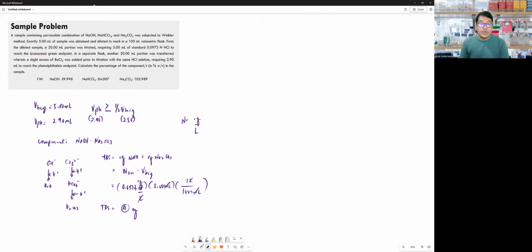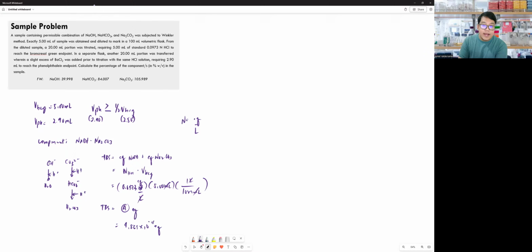Next naman is yung calculation natin for, wait lang, solve na nga natin. So, 0.0973 times 5 divided by 1,000. Ayan. So, ito ay equal to 4.865 times 10 to the negative 4 equivalent.